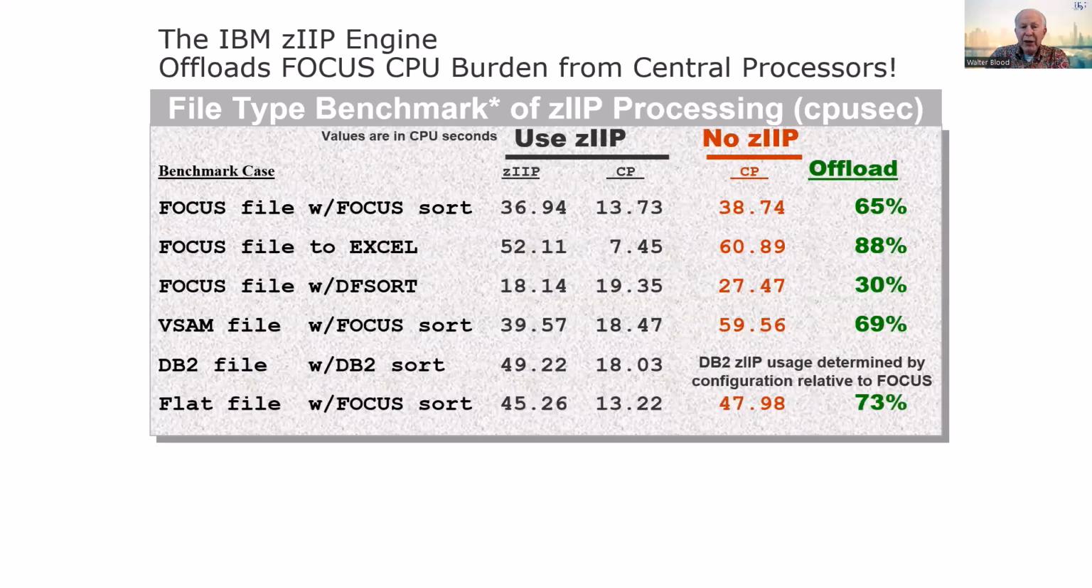Finally, a flat file with a focus sort. Take a look at this. We've got about 48 seconds of work that we're going to be charged on a CP without the zip. Moving it to the zip, we're going to be charged for 13 seconds, with a reduction of about 73%.